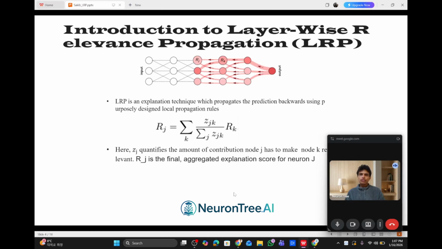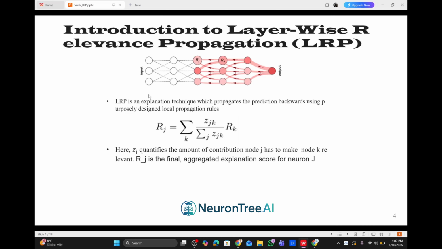So particularly, let's talk about LRP. Here we can see a diagram. First of all, what is LRP? LRP is an explanation technique which propagates the prediction using some rules. This is the equation: R_j equals the summation over k of z_jk divided by the summation over j of z_jk, times R_k. We will discuss this equation in a further slide.